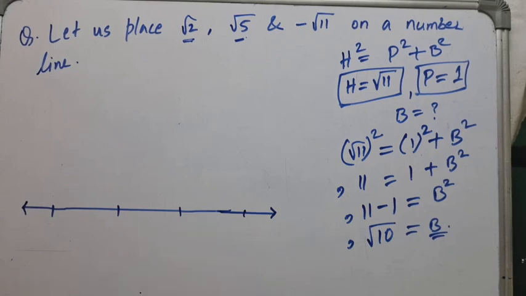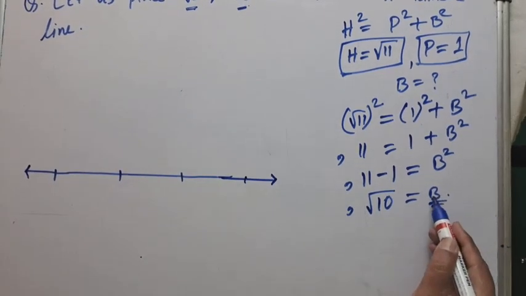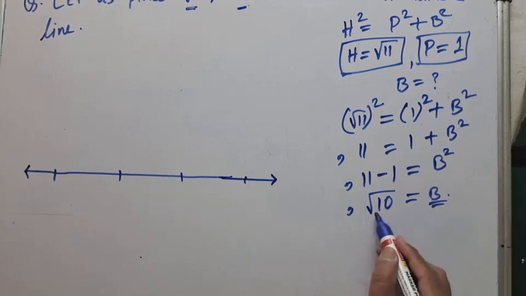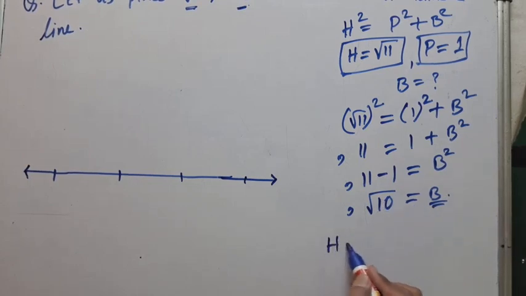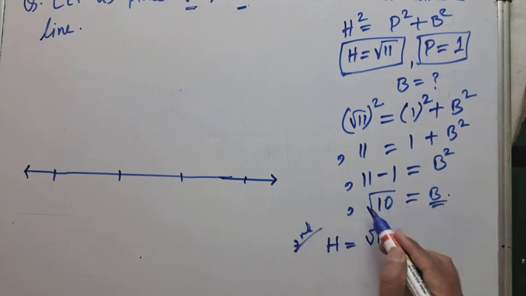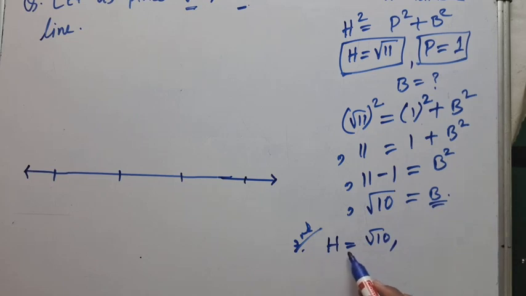So what we do, if base comes in root number like this, we take this base as hypotenuse. Okay, now we consider this base as hypotenuse. Hypotenuse is root 10. Okay, this is the second case. If base comes as a root number like this, we take this base as hypotenuse, and perpendicular is always equal to 1.